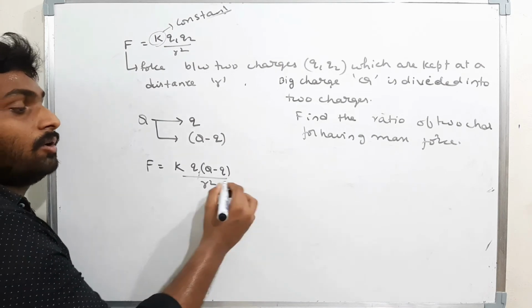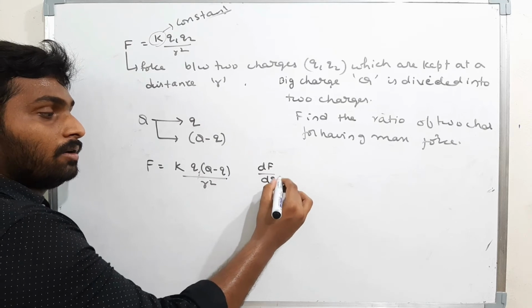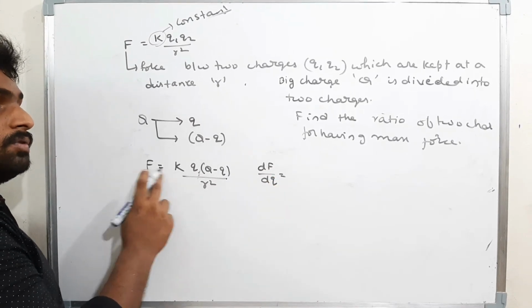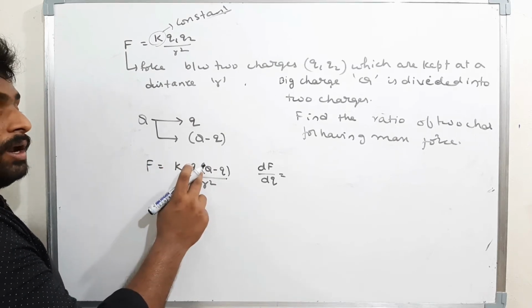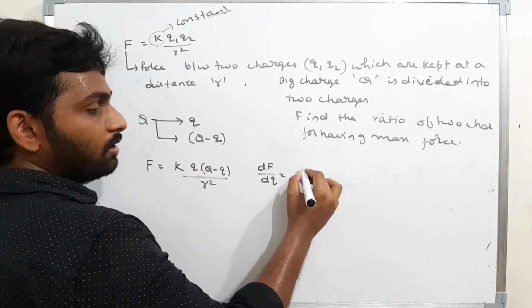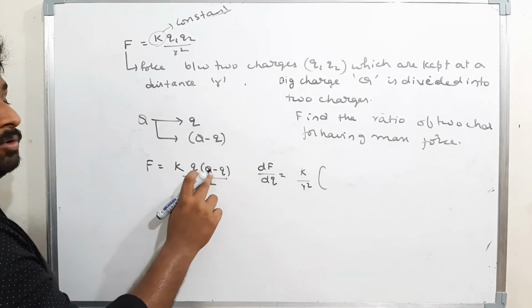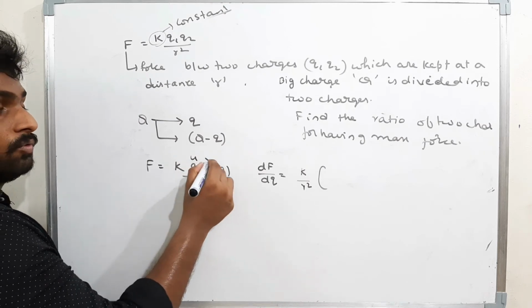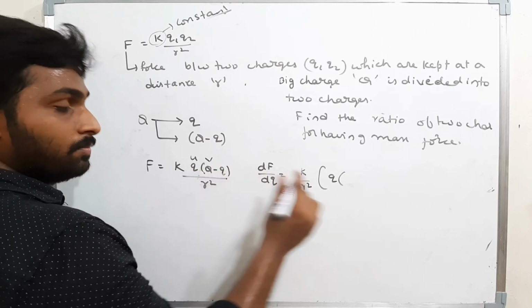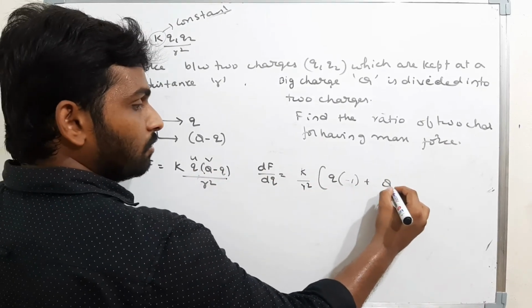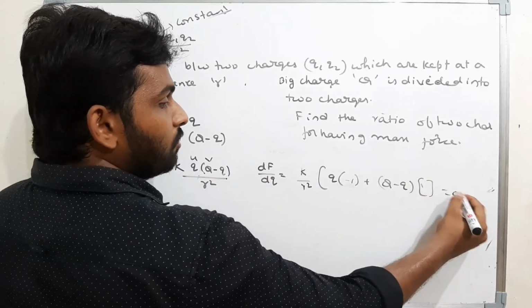Okay, we will find it. When will this have maximum force? I have to find dF by dq. When I differentiate the force with respect to charge, then I can find the maximum force at what charge. Therefore, differentiate it. What will you get? K into, what is the differentiation of q into Q minus small q, which is in the form of uv? Therefore q into, what's the differentiation of Q minus small q? Minus 1, plus Q minus small q into 1. This must be equal to 0.